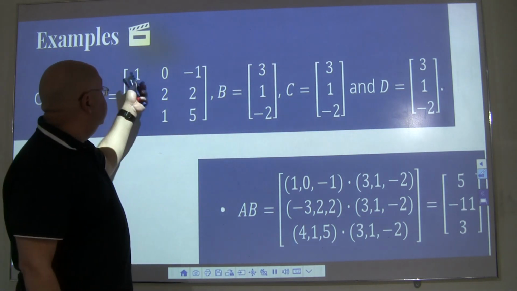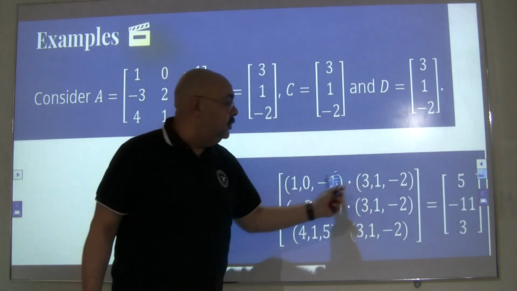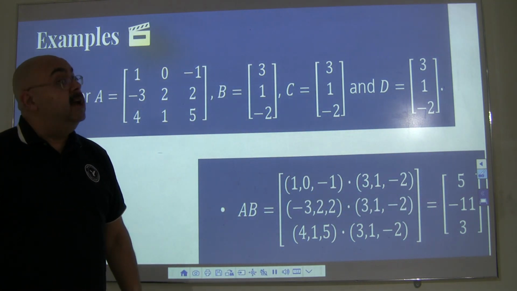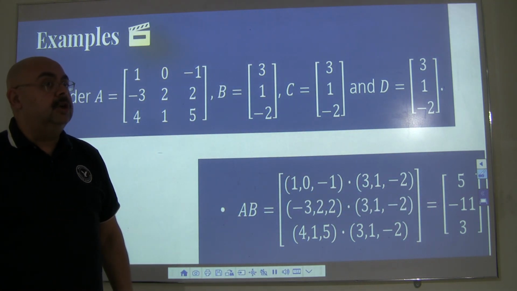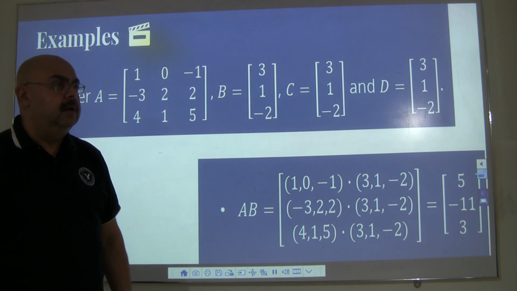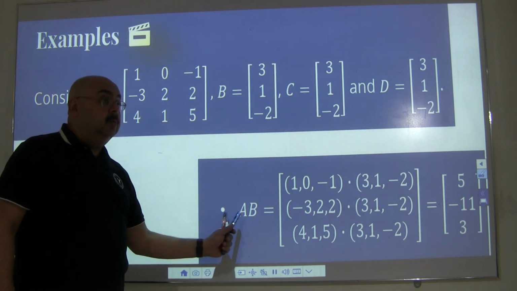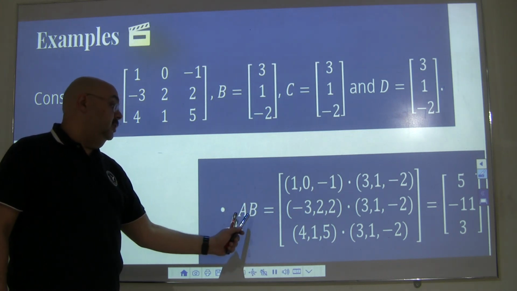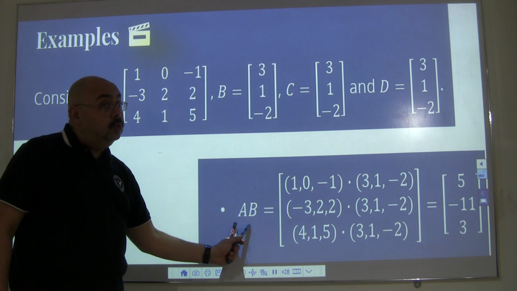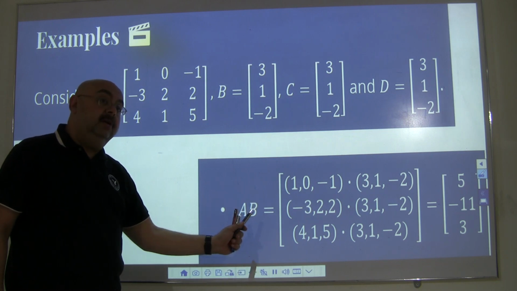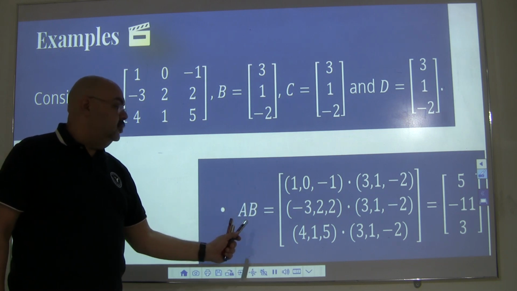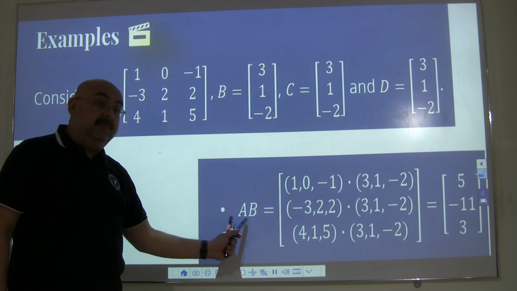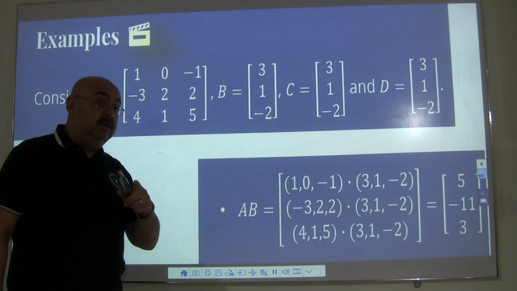Here he multiplied the first row by the column. He wrote them together and then multiplied. It gives only the first column at the end. Why? Because they are not equal. Because this is 3 by 3 and this is 3 times 1. So the result will be 3 times 1. But if B is 3 times 2, the result will be 3 by 2. So if B is 3 by 3, the result will be a 3 by 3 matrix. Do you understand?